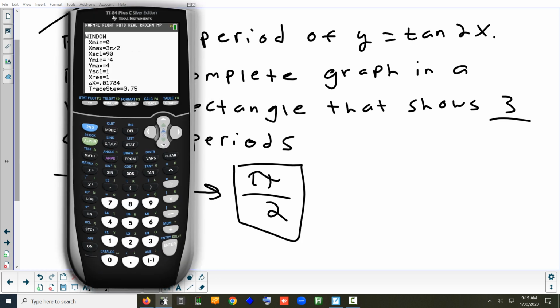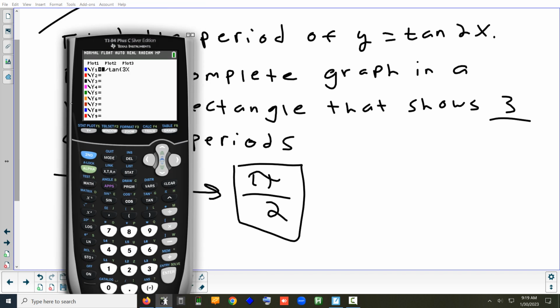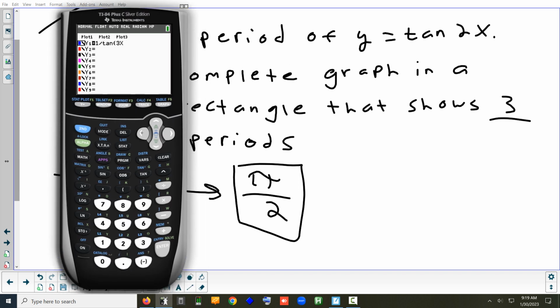Okay, let's put a tick mark. I'm going to change the X scale, because I usually just like to see a tick mark every 90 degrees. The tick mark isn't really important. You don't even have to change it if you don't want to, but I changed it. Okay, let's graph tangent 2x. Let's get rid of that and make that a 2.